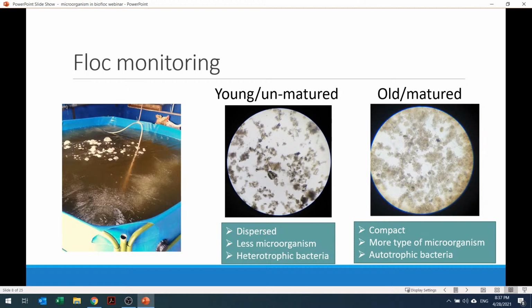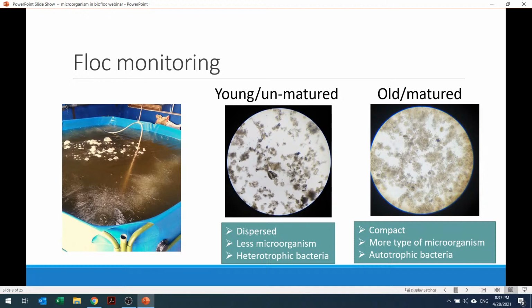From the clear tap water or filtered seawater, you can see the water will turn brown. After 1 to 2 days of dosing CN20, you will have young or immature floc, as you can see in this picture under the microscope. Young floc will look dispersed with fewer bacteria and be dominated by heterotrophic bacteria only. Only after 1 to 2 weeks, the floc will become mature.